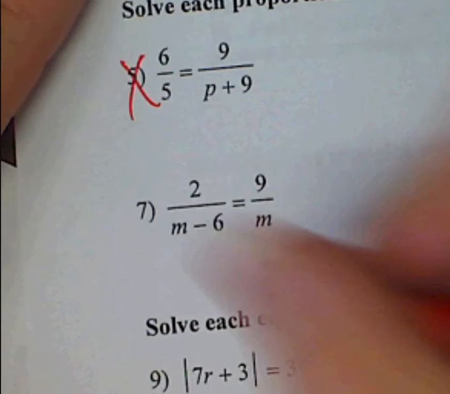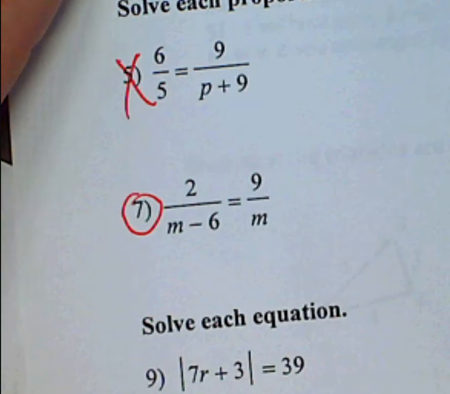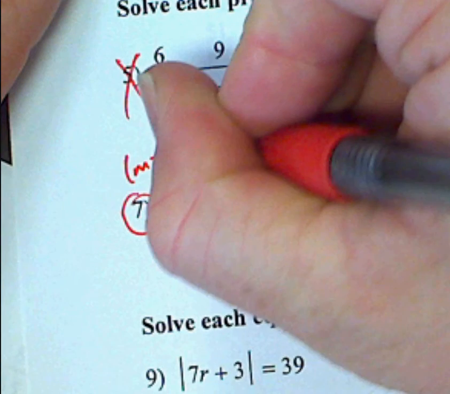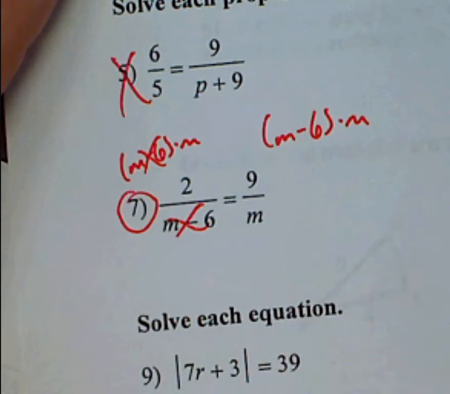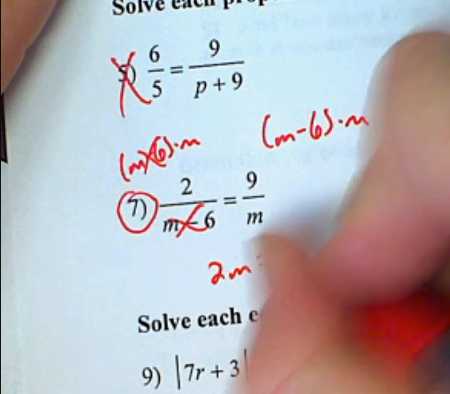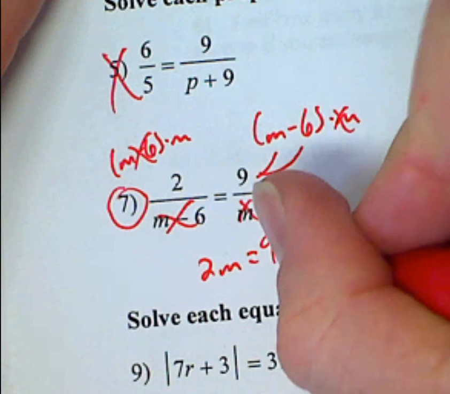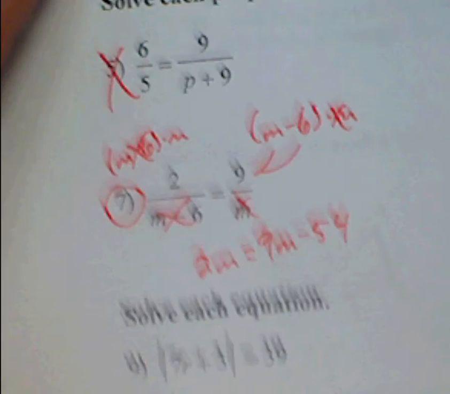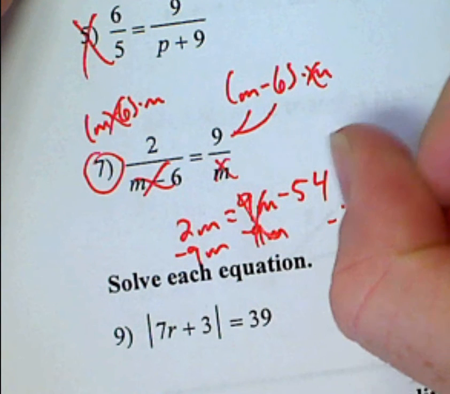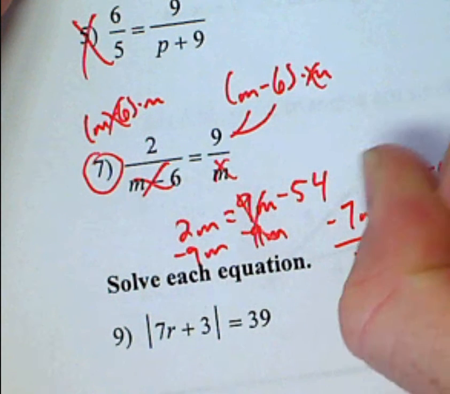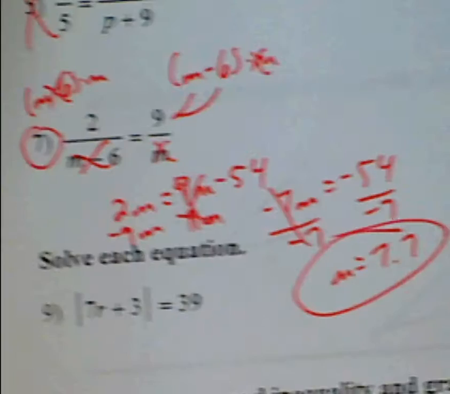Number 7. Some of my classes did not get to number 7, so pause the video and try if you did not do it. On number 7, I have m minus 6 times m minus 6 times m. My m minus 6 goes away. 2 times m is 2m. My m goes away. Now I can distribute the 9. That would be 9m minus 54. I can get rid of my 9m. That would be negative 7m equals negative 54. Divide by negative 7, m equals positive 7.7.